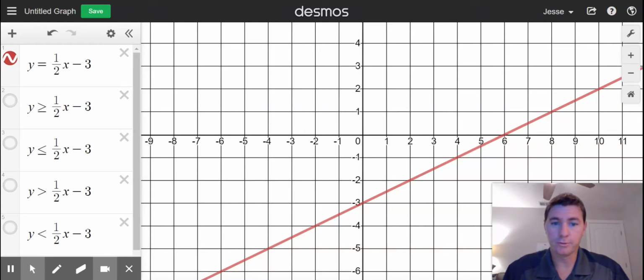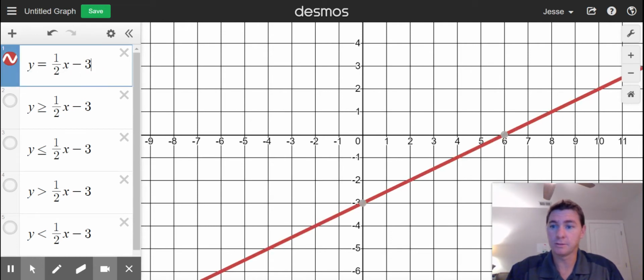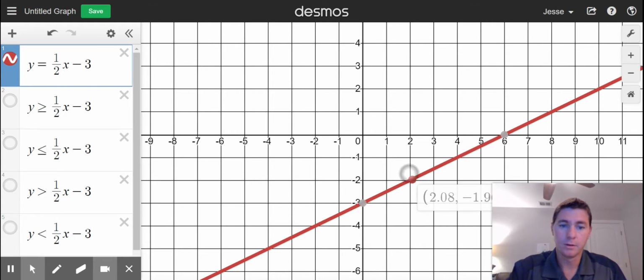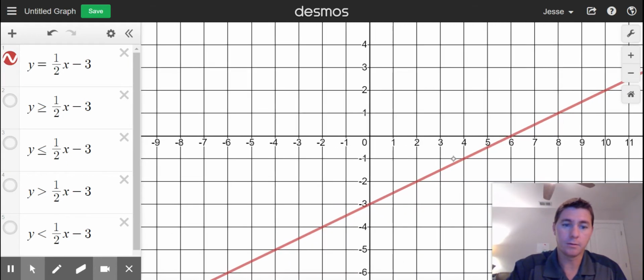Hey guys, I want to show you how to graph inequalities and how it compares to graphing an equation. All right, so let's start with this equation here. We've got y equals 1/2 x minus 3, and so we plot our y-intercept first, and then we follow our slope, which is 1/2, so that means go up 1 over 2, up 1 and over 2. Okay, so we plot our line, we draw a line.